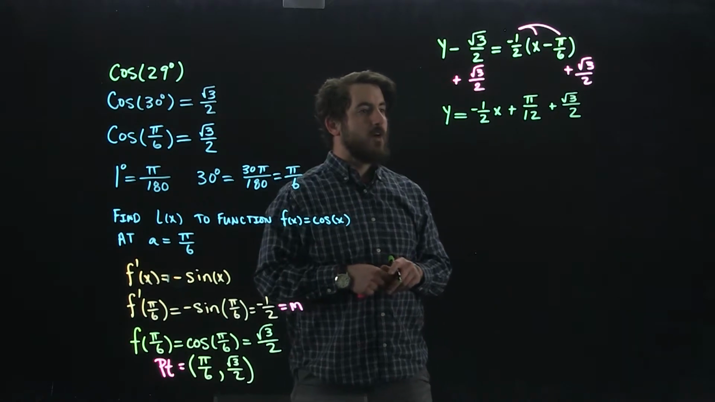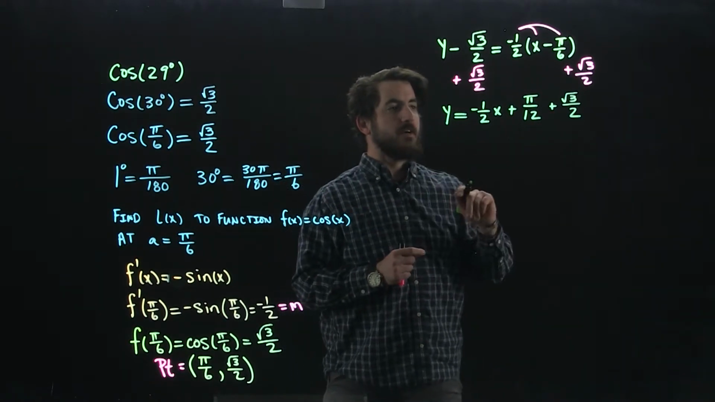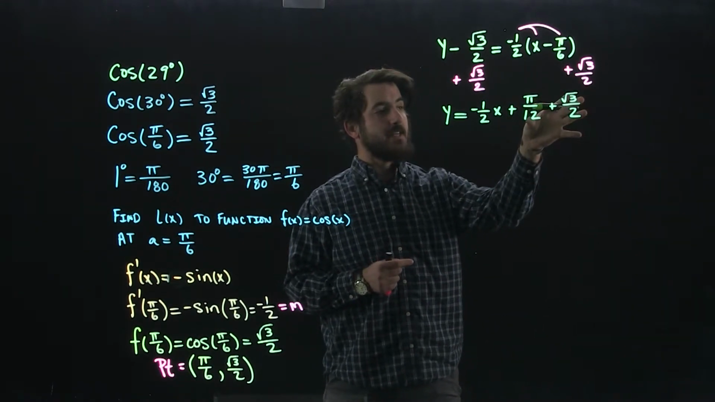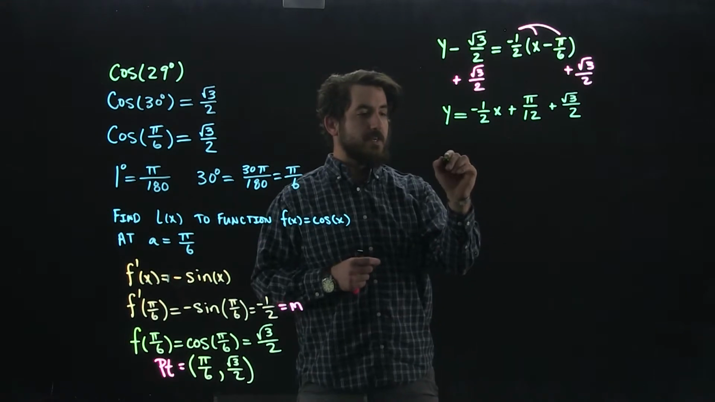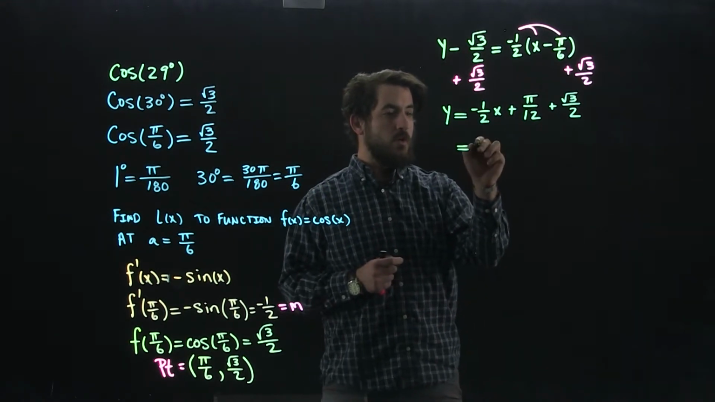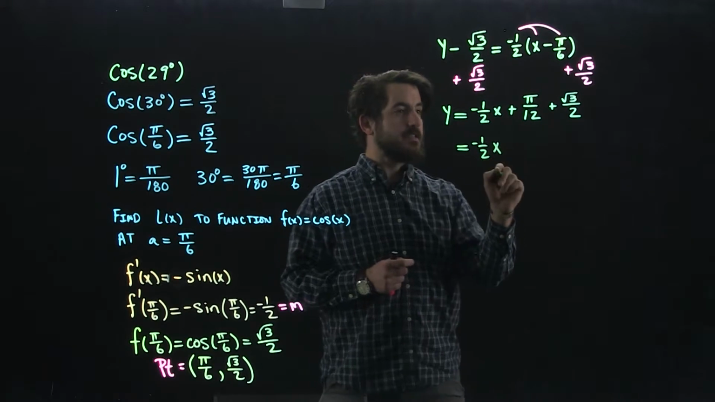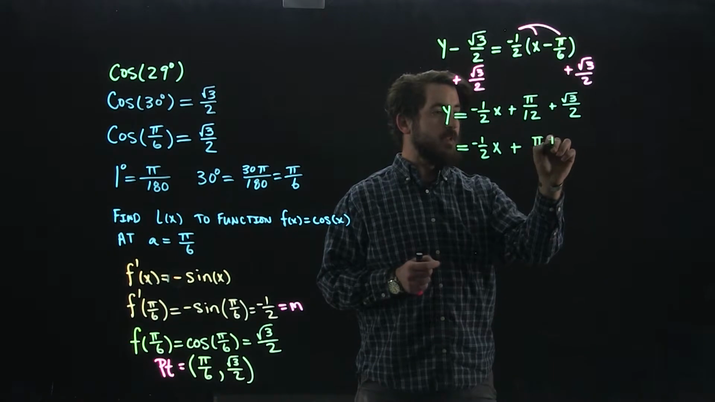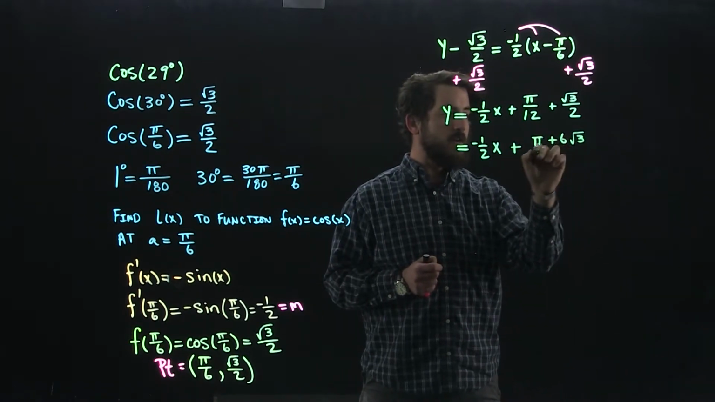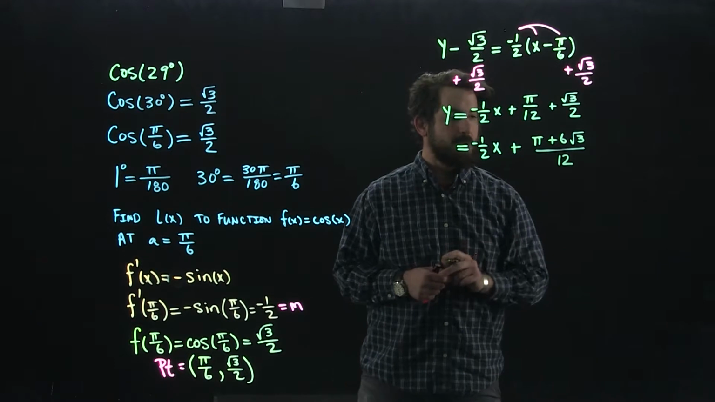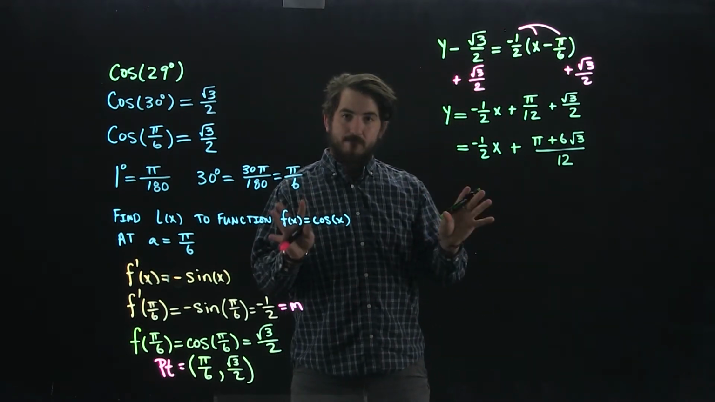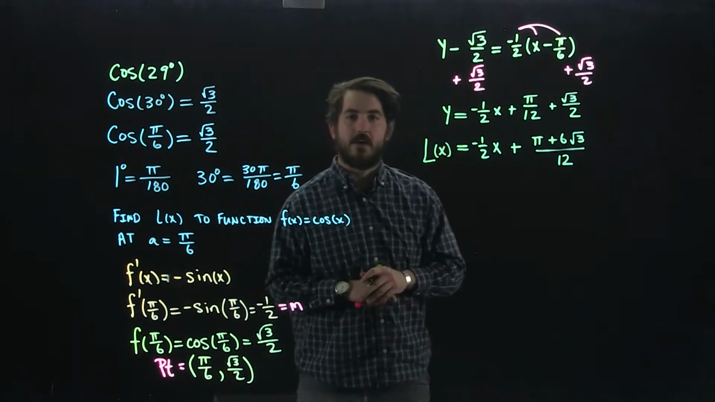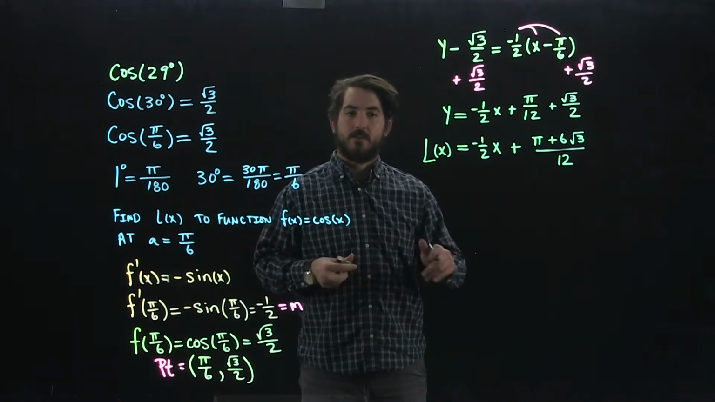Okay. And so I'm going to combine like terms here. Actually, not necessarily combine like terms. I'm going to write these as one fraction. So this is going to be equal to negative 1/2 x plus, this is going to be pi plus 6 root 3 over 12. Okay, so this is going to be my L of x, my linearization function. That is my linearization function.